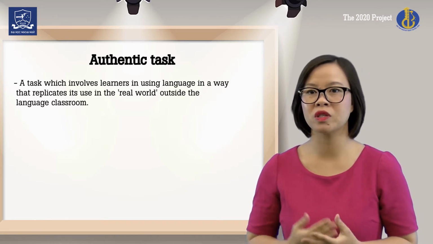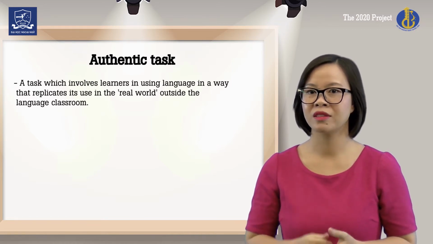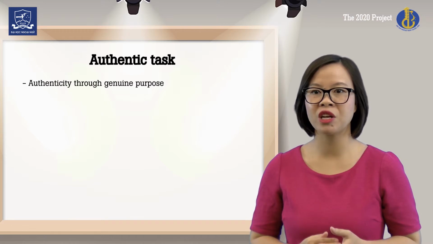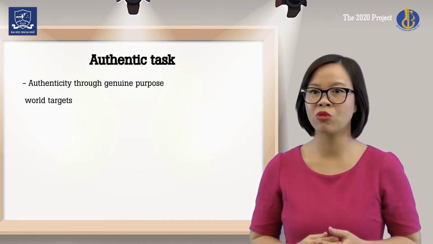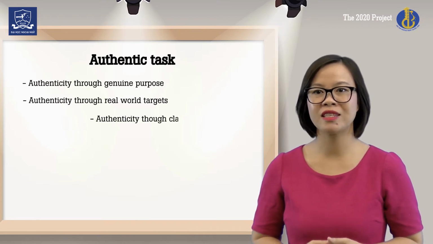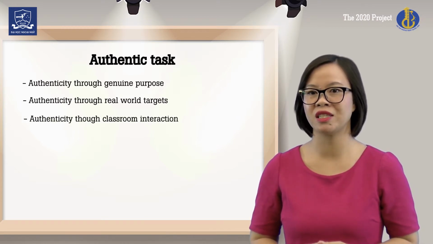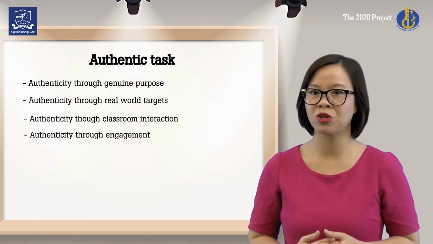There are 4 schools of an authentic task. Number 1, authenticity through genuine purpose. Number 2, authenticity through real-world targets. Number 3, authenticity through classroom interactions. And number 4, authenticity through engagement.